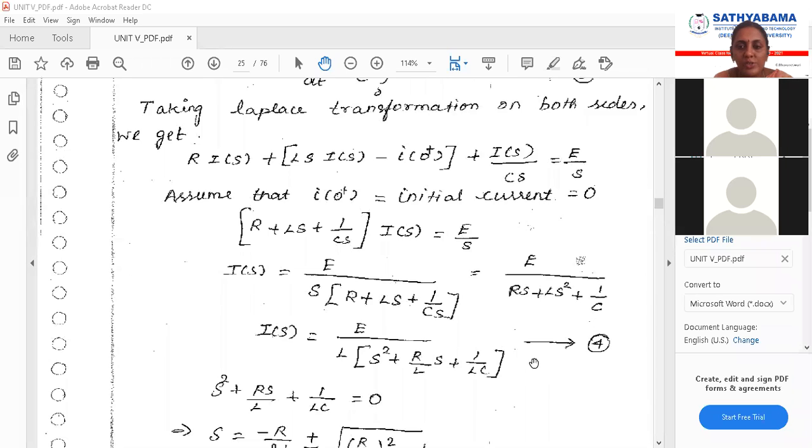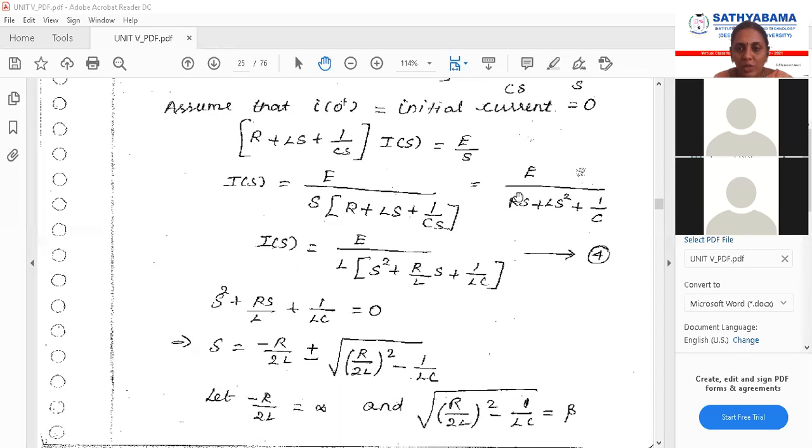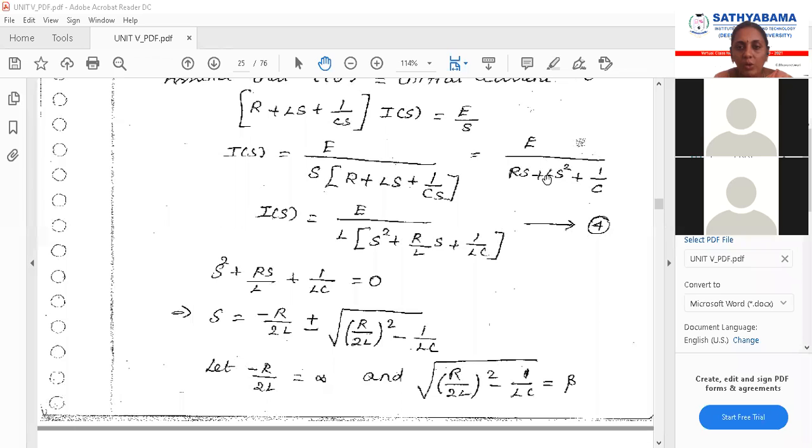the coefficient of L should be removed. So what I will do, I will pull out the L here, outside. So this will be S square plus R by L S plus 1 by LC. So this will be in the format of a quadratic equation. Now what is the quadratic equation here? S square plus RS by L plus 1 by LC is equal to 0.